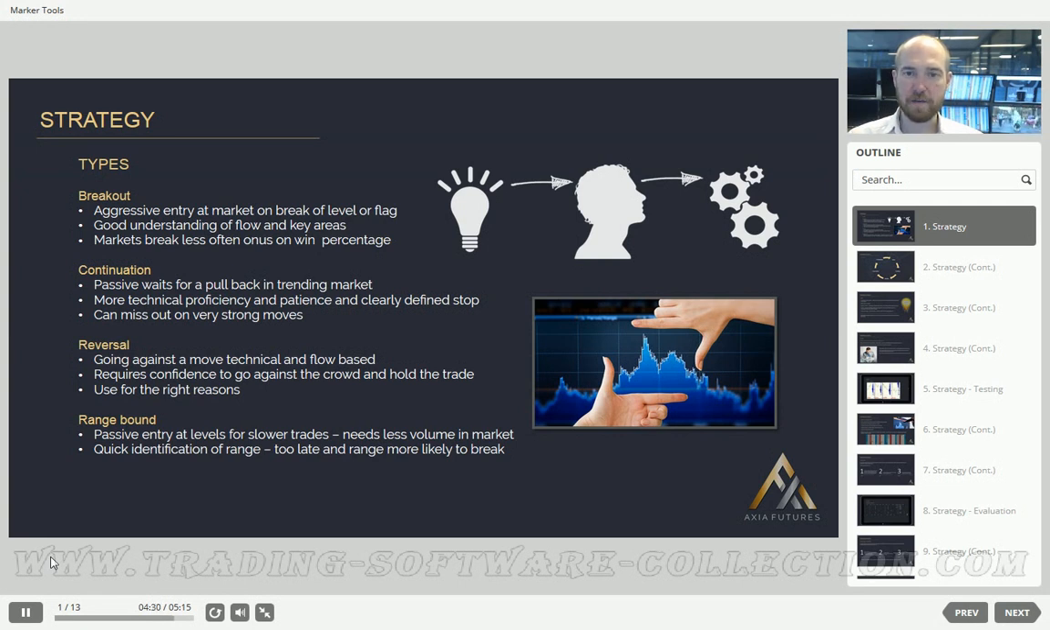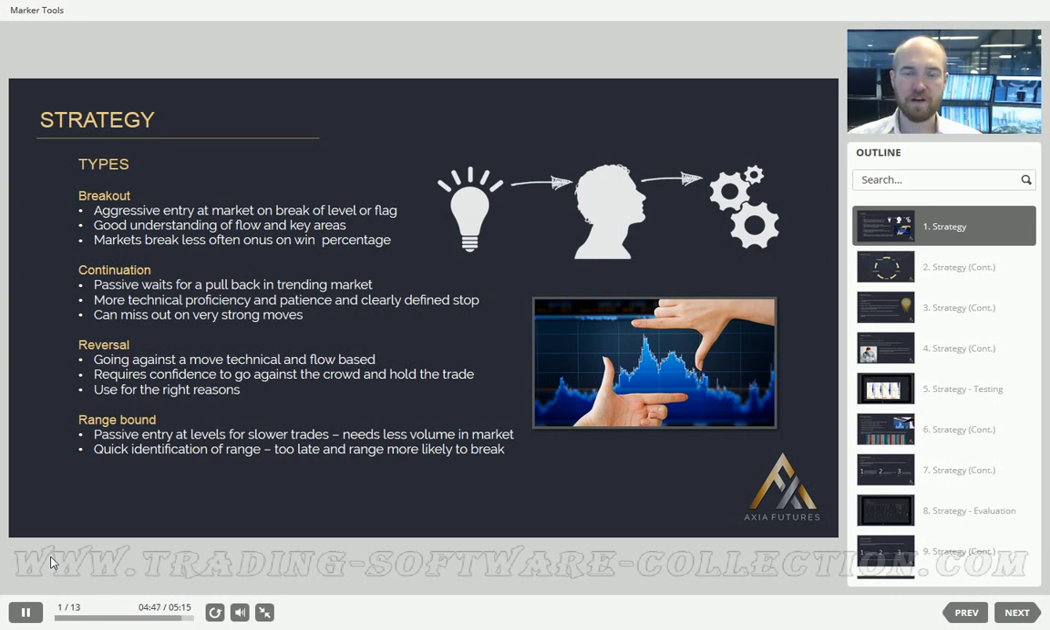Key is it is going to be passive. You are going to be looking at technical elements of the market more than flow, because there will be a lot less flow on these type of days. And so it's essentially about getting in, being patient and waiting for your trade to rotate back to where you expect it to move to.